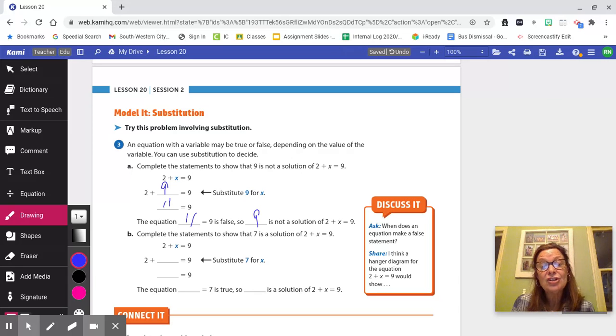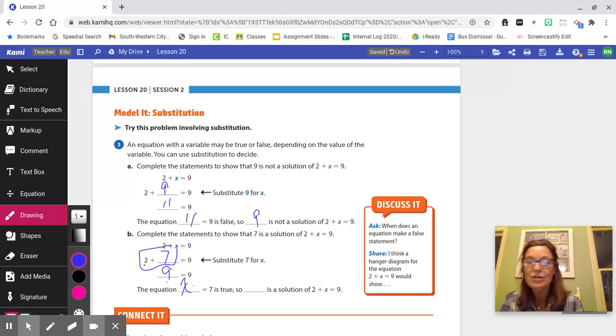Complete the statements to show that 7 is a solution of 2 plus x equal 9. Again, I want you to think about it, picture it as a balance. 2 plus x equal 9. They want me to substitute 7 for x. I'm looking at the left side of my balance. 2 plus 7 is 9. 9 is equal to 9, so they are balanced.